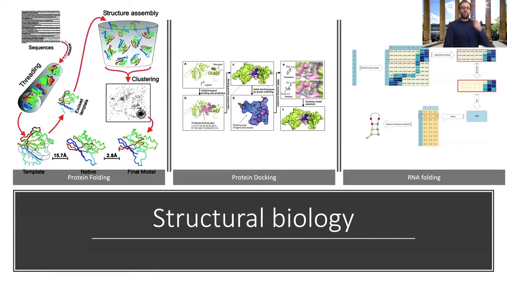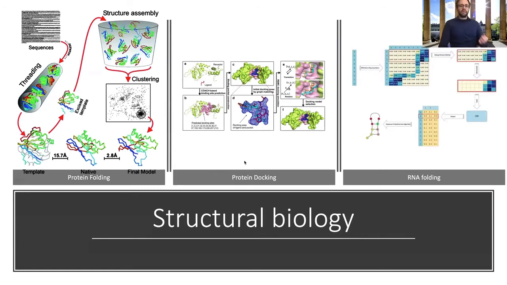Structural biology is also an important part of bioinformatics, and here are just some applications of structural biology. Protein folding: from a sequence, predicting how a protein is going to fold and what shape it's going to take. This is really important because shape is very important for the function of the protein. For instance, if a protein doesn't have the right shape or has a different shape than it's supposed to have, then that can cause a disease.